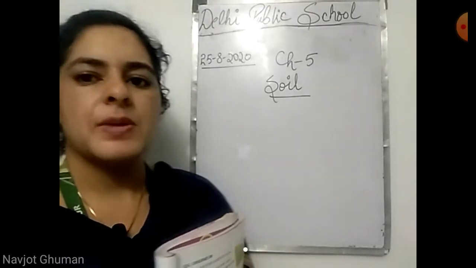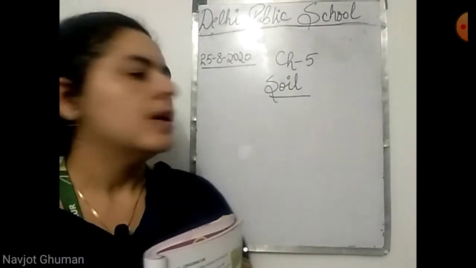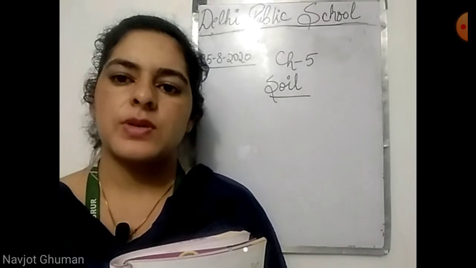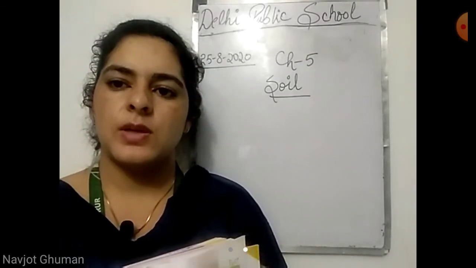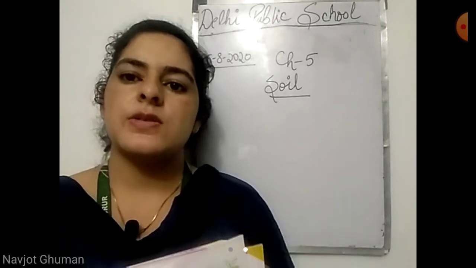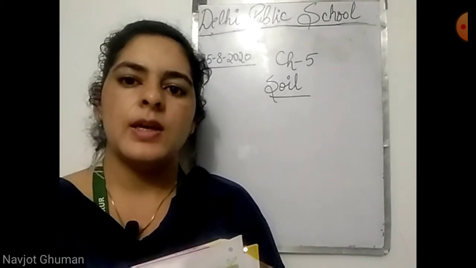So we were reading chapter number 5, that is soil. We have read up to the topic soil profile. The last topic that we read was the soil profile. We read about the layers of the soil, how many layers soil has.